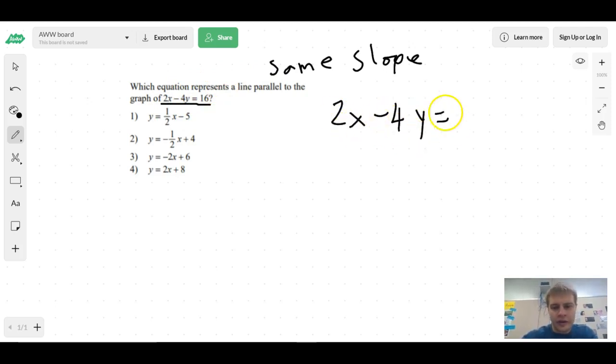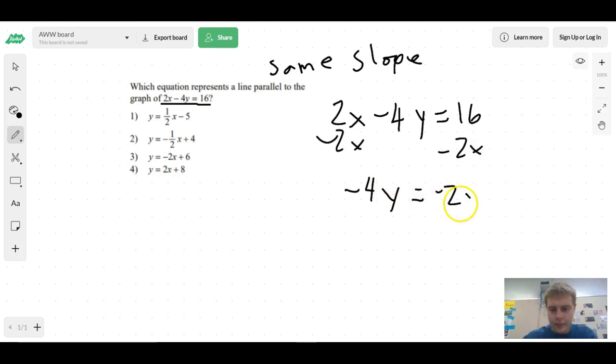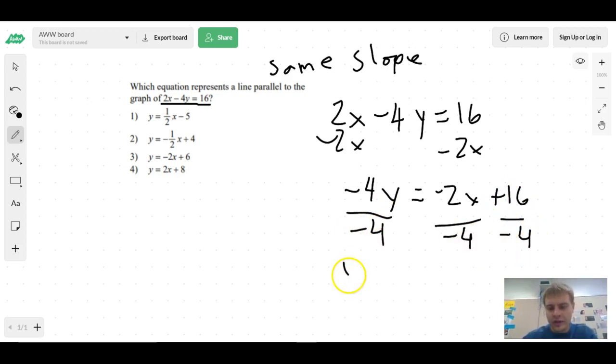So to convert that, we first want to move x to the other side. After we move x to the other side, we're going to want to get rid of the number in front of the y by dividing by -4. That's going to give me y equals, this could simplify, and we're going to need it to simplify because none of those slopes look the same. So we're going to get 1/2 x minus 4.